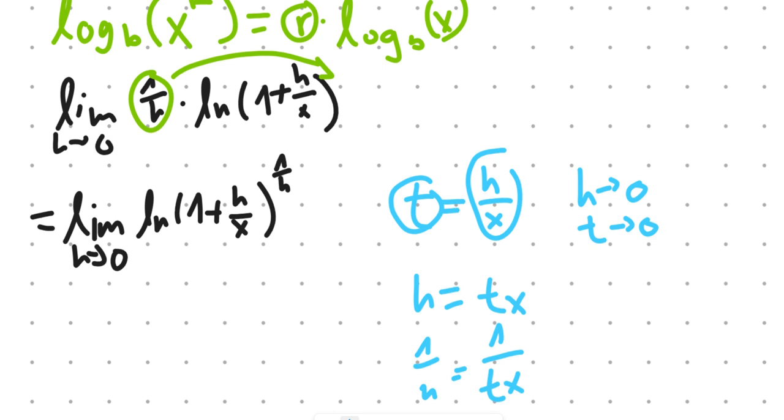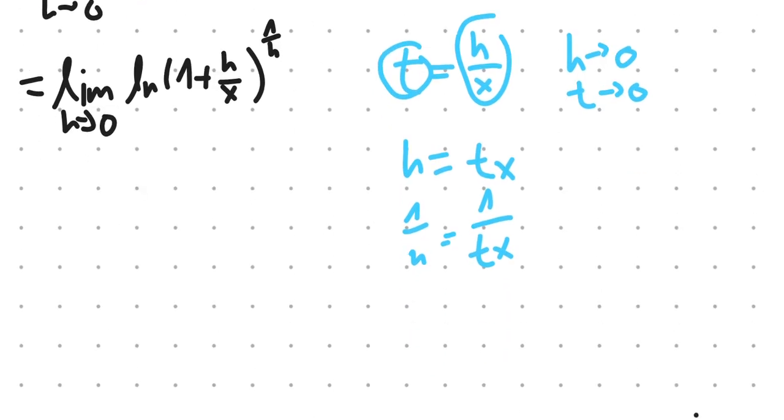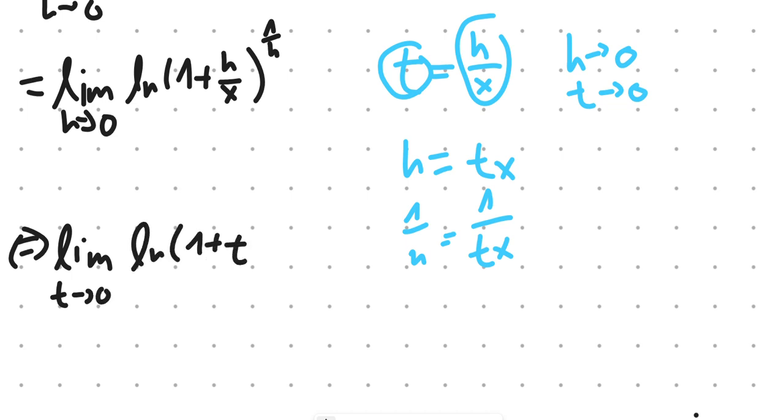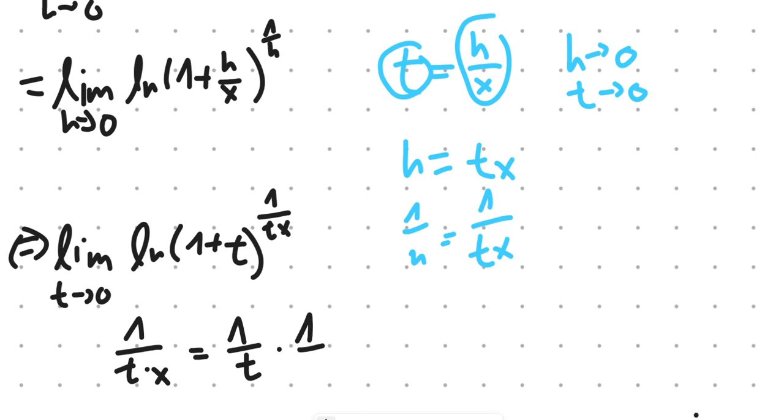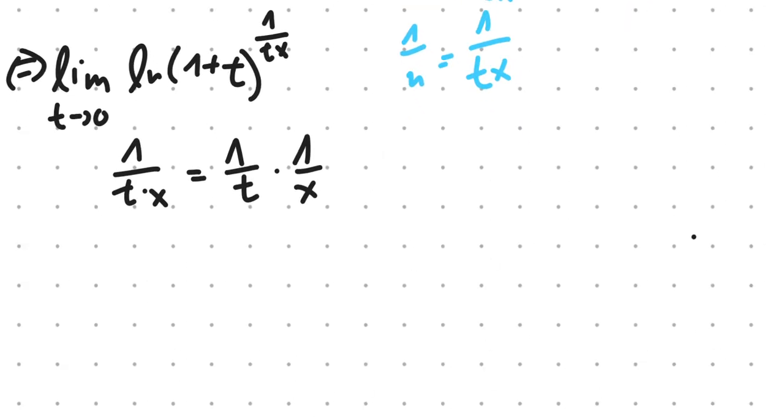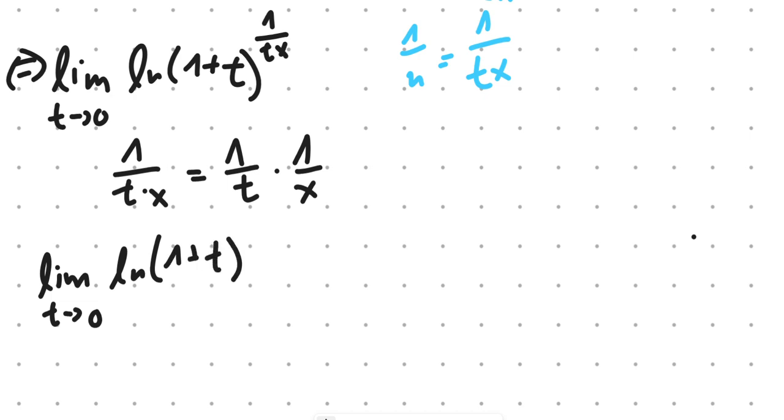Now, since we have this, we can write the whole equation in another way, which would mean that we would have the limit as t approaches 0 of ln of 1 plus t to the 1 over t times x. Okay, now 1 divided by t times x is the same thing as 1 over t times 1 over x. So we can write it as the limit as t approaches 0 of ln of 1 plus t to the 1 over t times 1 over x power.